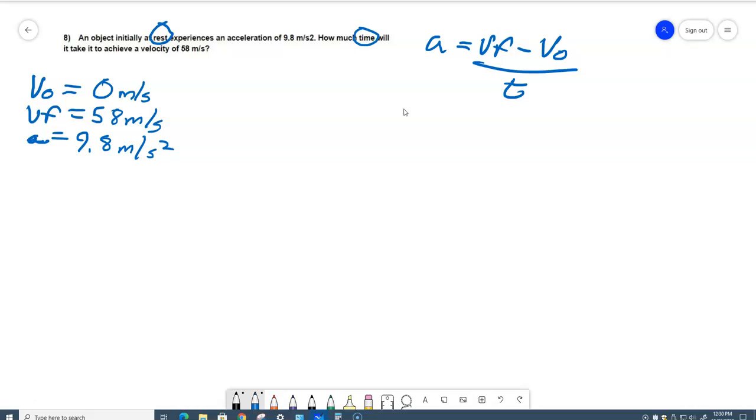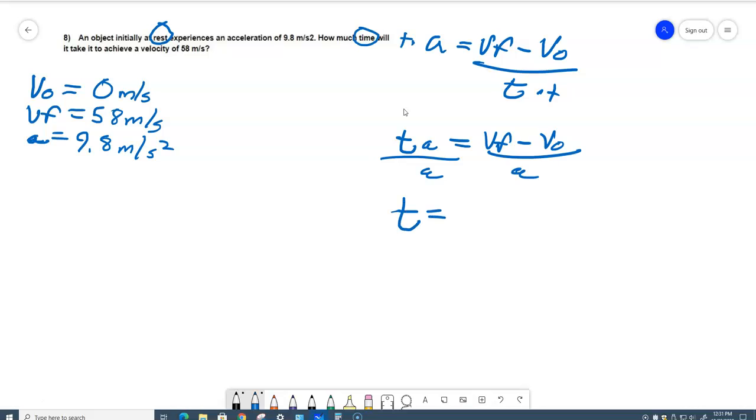I want to go ahead and get t alone. So I'm going to multiply by t, and we'll just do it over here. t times a equals v final minus v naught. Now I want t alone, so I'm going to divide by a, so I end up with t equals v final minus v naught over a. Now I am going to plug and play.